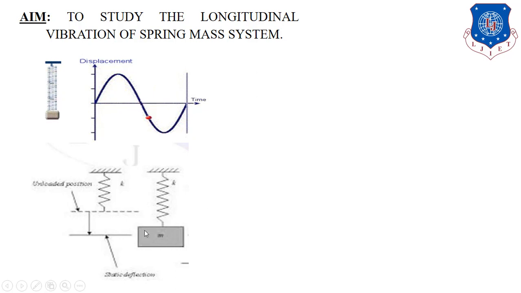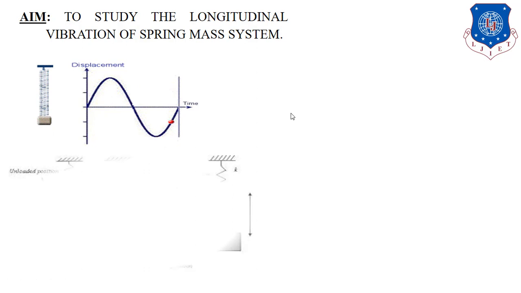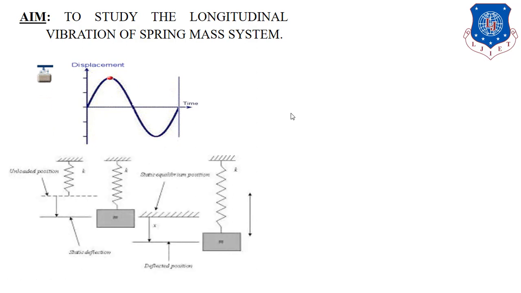With the static deflection delta, downward there is the force mg, and upward, due to the deflection delta, there is the spring force k into delta. You can see that mg is downward and upward there is k into delta. K delta is nothing but the spring force. Now we have to find out the vibrations of the spring mass system, so we give a small displacement x.